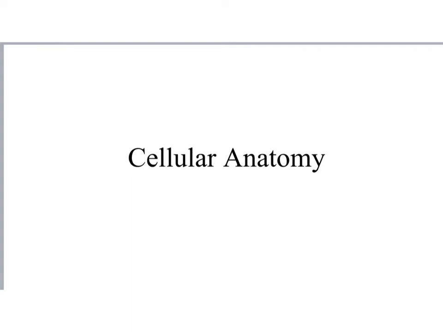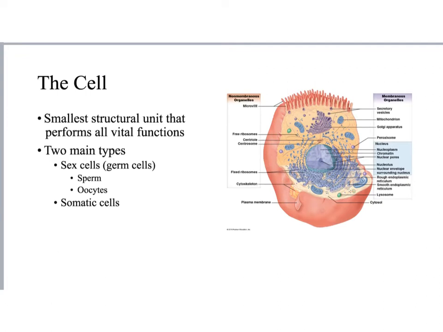But to start, I wanted to go through some cellular anatomy, and this will be helpful for you, especially when you get to physiology and when we start talking about some of the organelles and the plasma membrane and things like that within the cell. So this will be a foundation for physiology next semester as we talk about what goes on inside the cell. So if you think about the cell, it's the smallest structural unit in the body that performs all vital functions.